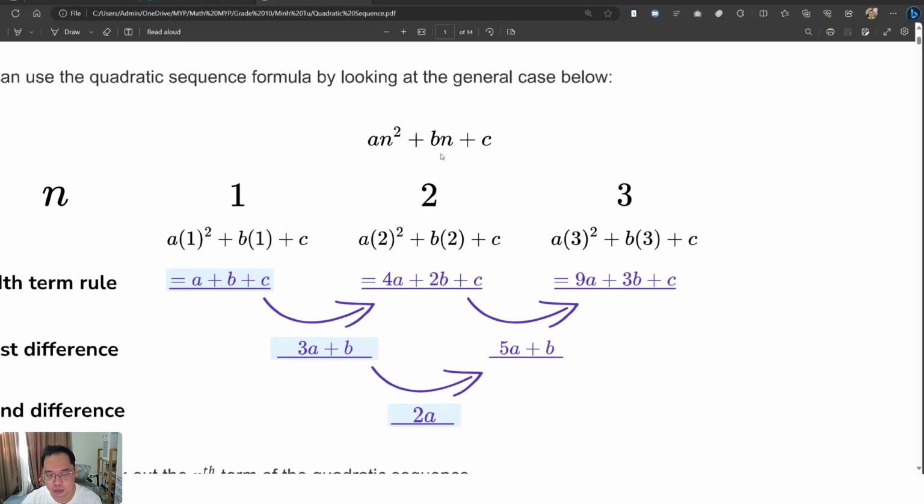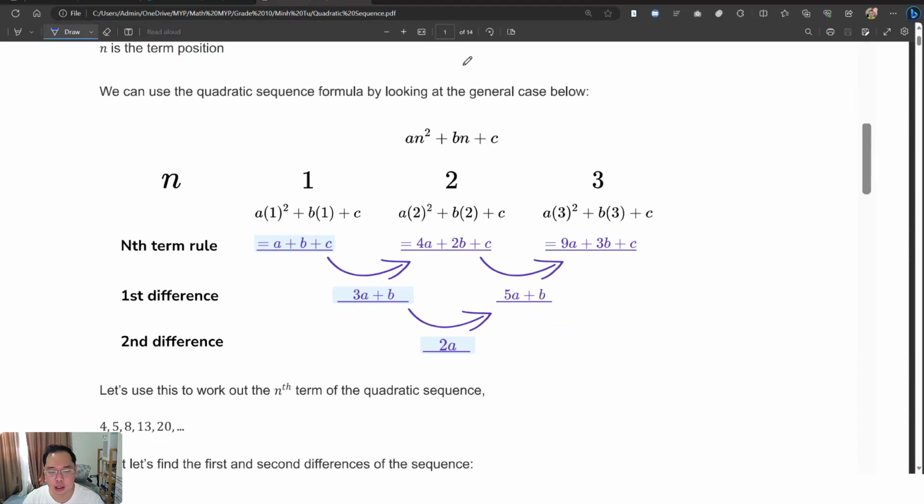So we have three terms. This is the first term with the square of n, the second term with n to the power 1, and the third term which is a constant c. For example, we can take an example like this: 2n squared minus 3n plus 1. This is an example, okay?